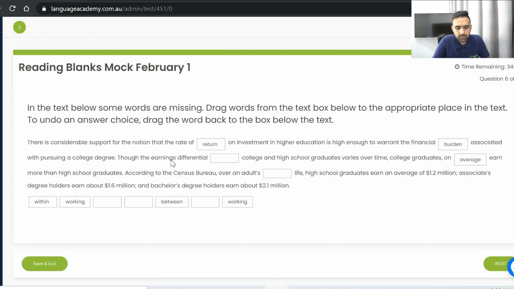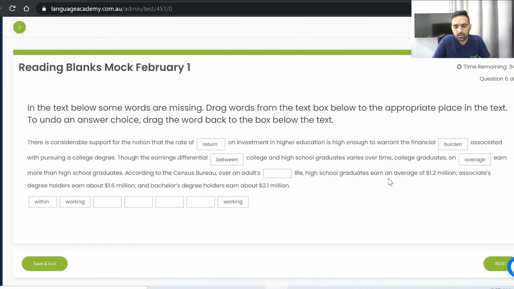Though the earnings differential between college and high school graduates varies over time, earnings differential between, because they're comparing two groups. Again, I told you in the previous one as well, whenever there's a comparison, there will be words like between, difference between, disparity between, gap between, because we have got two groups over here as well, college graduates and high school graduates. So though the earnings differential between high school and college graduates varies, college graduates on average earn more than high school graduates. According to the Census Bureau, over an adult's dash life, high school graduates earn on average.